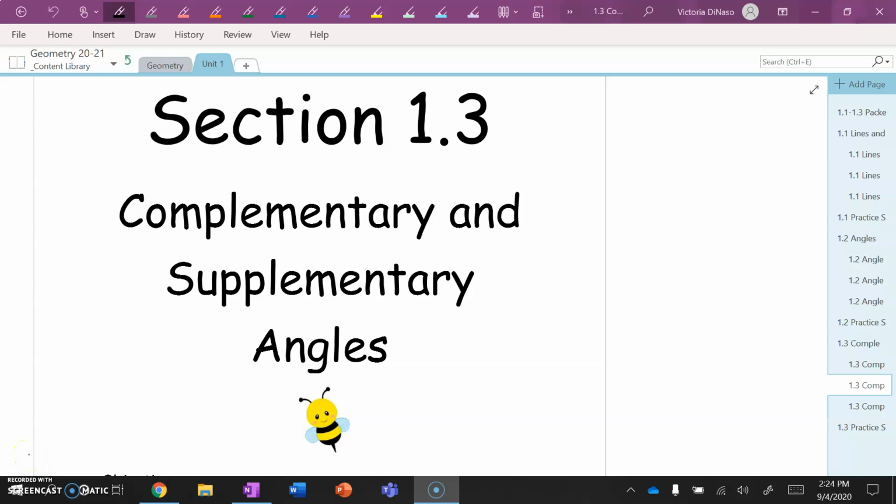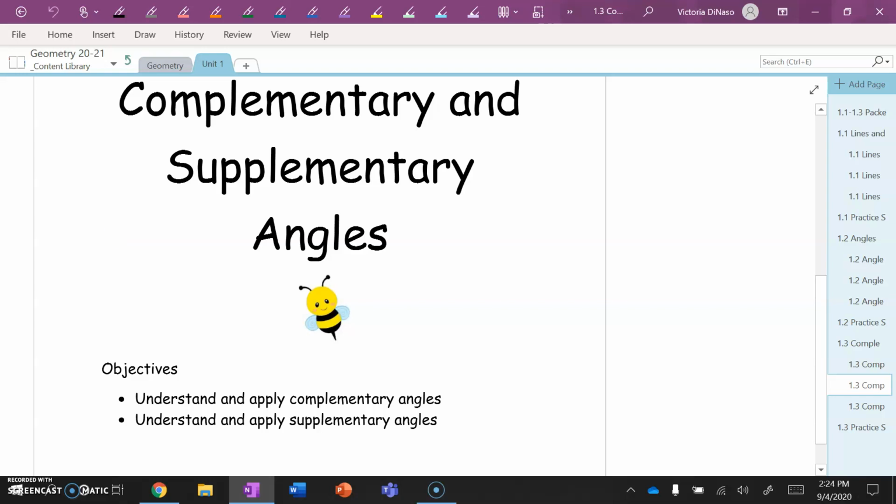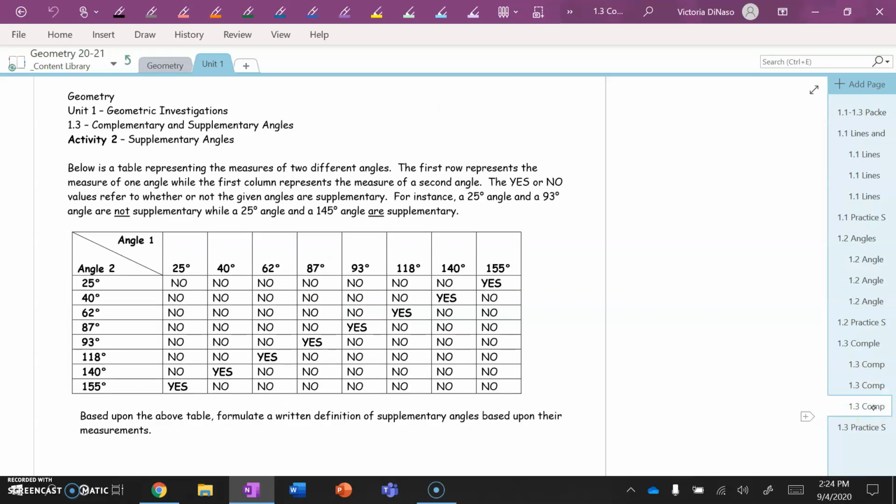In section 1.3, we're going to continue with supplementary angles. So we're going to understand and apply supplementary angles. In this chart, we have a new row and a new column and a different line of yeses. We're going to refer to all of these as supplementary angles.